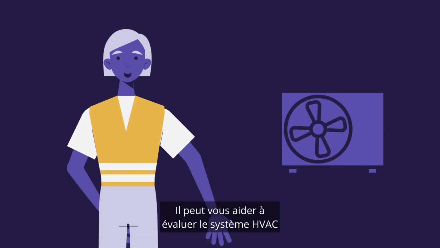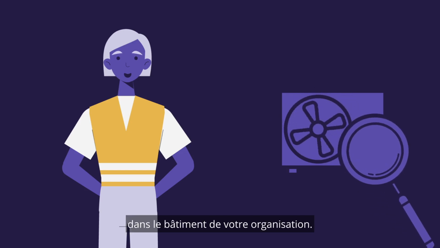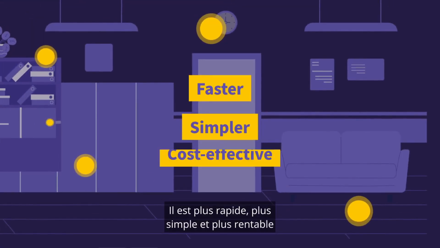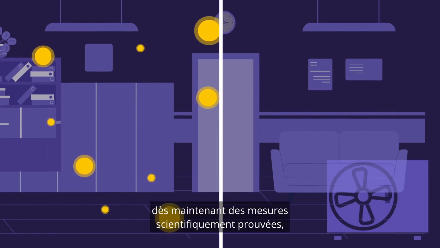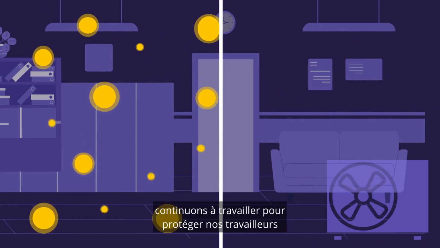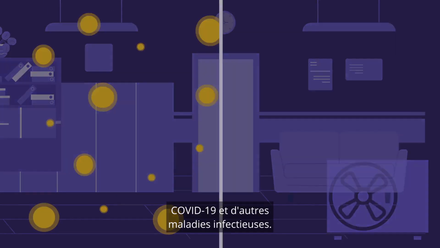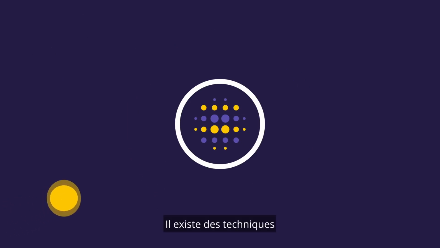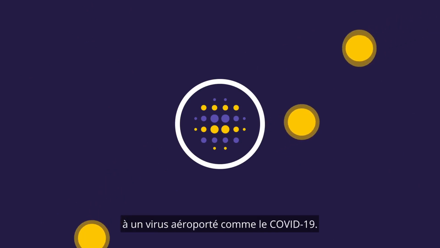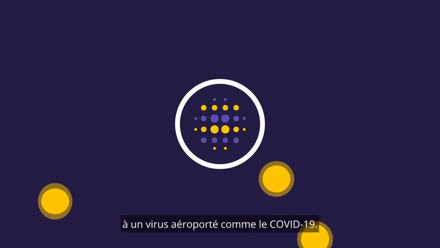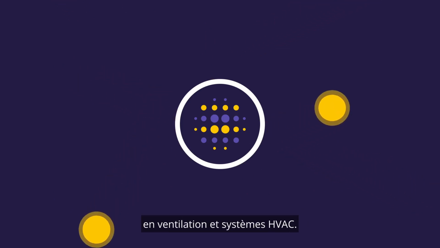They can help you assess the HVAC system and the risks that need to be addressed in your organization's building. It is faster, simpler, and more cost-effective to review and implement scientifically proven steps now as we continue to work to protect our workers and community from COVID-19 and other infectious diseases. There are specific dilution techniques and technologies that can help reduce the risk of exposure to an airborne virus like COVID-19, and they don't require you to become an expert in ventilation and HVAC systems.